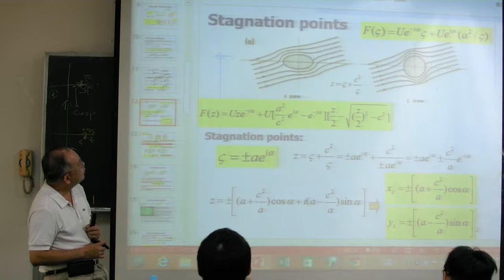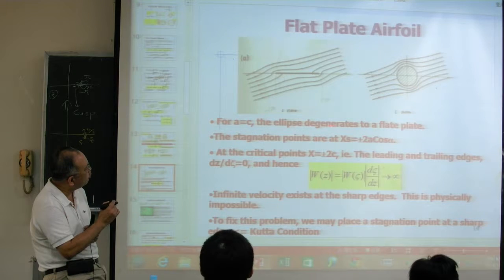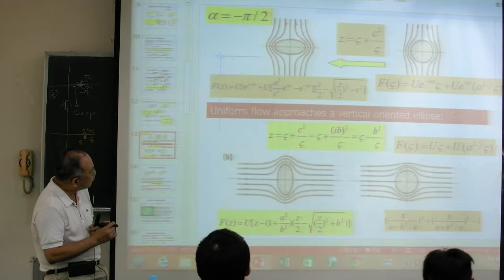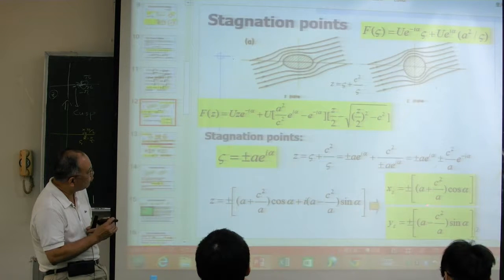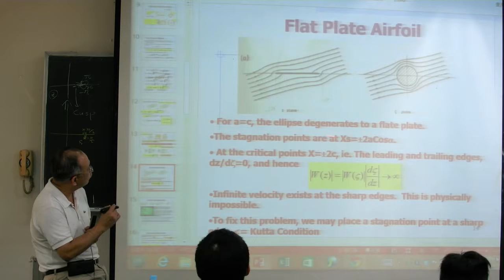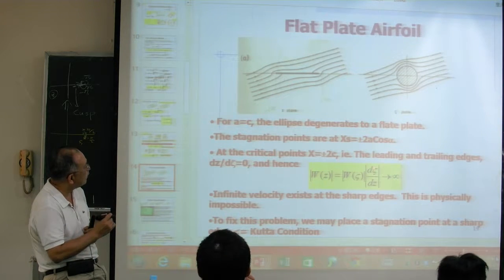Okay, so using this property here, when A equals C, this ellipse will degenerate to the so-called flat plate. Also, the stagnation point, as I mentioned here, when A equals C reduces to 2C, and this is Y equals 0. So we have the X stagnation points for this flat plate become positive and negative 2C, since A equals C, so 2C cosine alpha. This is a stagnation point at this location and this location. One is a positive sign, one is a negative sign here.